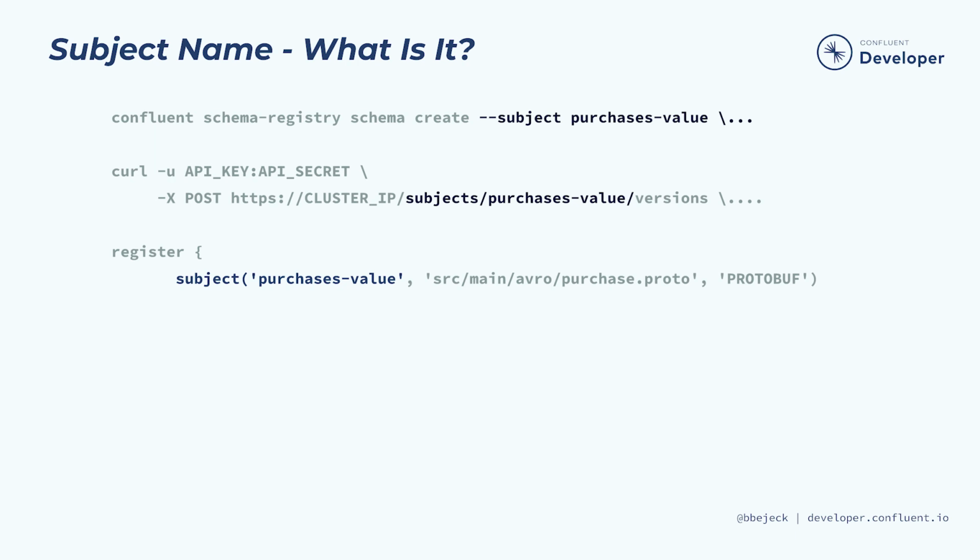The subject name is used for compatibility checks, which are done per subject, and linking version numbers to a subject. Also, when you evolve a schema by making changes to it, it's assigned a new ID and version number, but the subject stays the same. Essentially, the subject name is a unique identifier for a schema, a reference to retrieve it from the store.